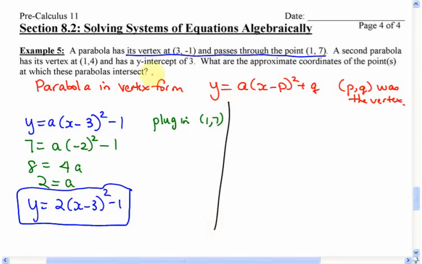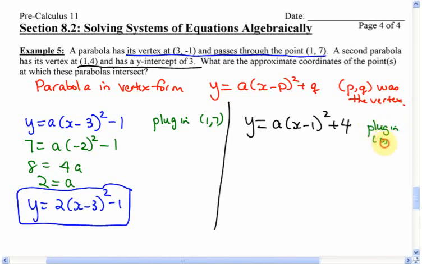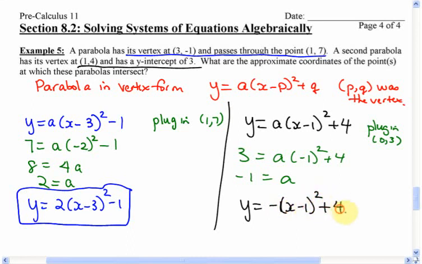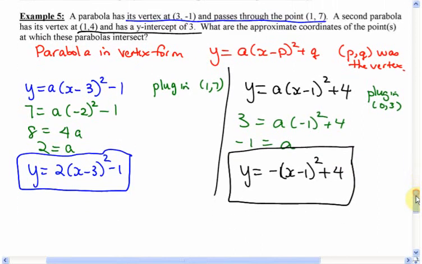Once again, that's not the only one, because there's a second parabola. Vertex at (1, 4), so a(x minus 1) all squared plus 4. And since the y-intercept is 3, I'm going to plug in the coordinate (0, 3) this time. 3 equals a times (-1) squared plus 4. -1 equals a. And therefore, in this case, we have y equals negative (x minus 1) all squared plus 4. Equation number 2. Okay.